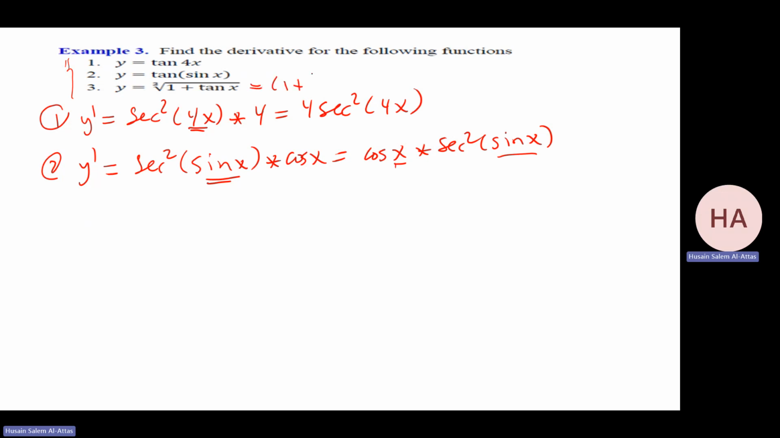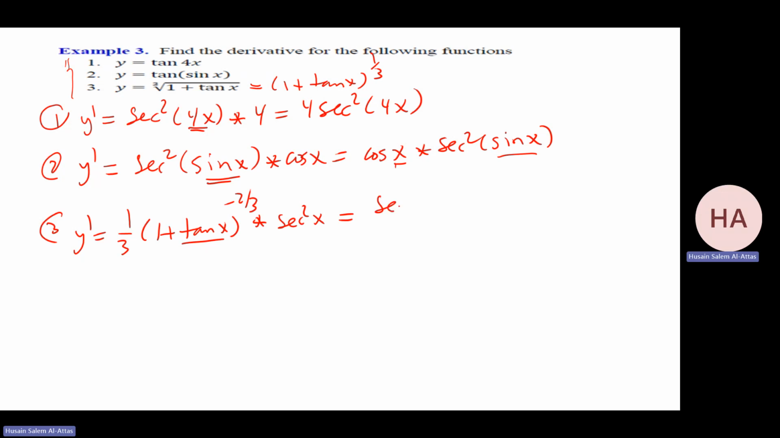This is number 3. I can write it as 1 plus tan x to the power 1 over 3. So number 3, y prime is what? 1 over 3, 1 plus tan x to the power minus 2 over 3, times the derivative of this, which is secant squared x. So it will be secant squared x over 3 cube root of 1 plus tan x all squared.